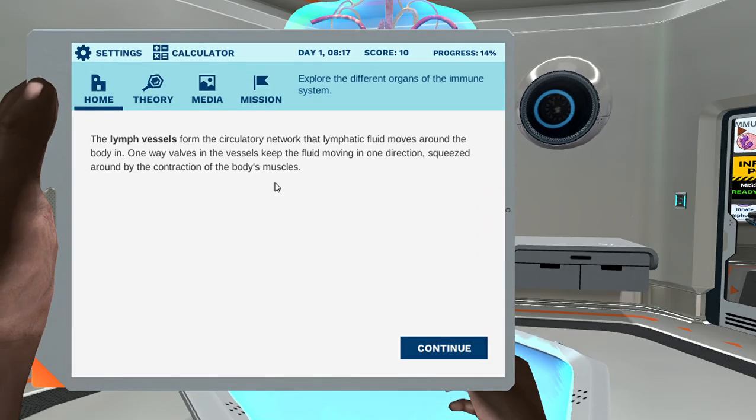The lymph vessels form the circulatory network that lymphatic fluid moves around the body in. One-way valves in the vessels keep the fluid moving in one direction, squeezed around.